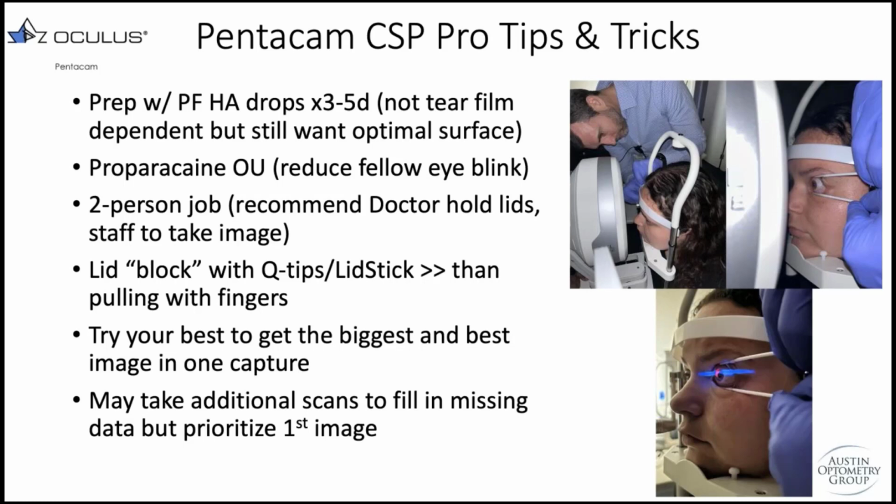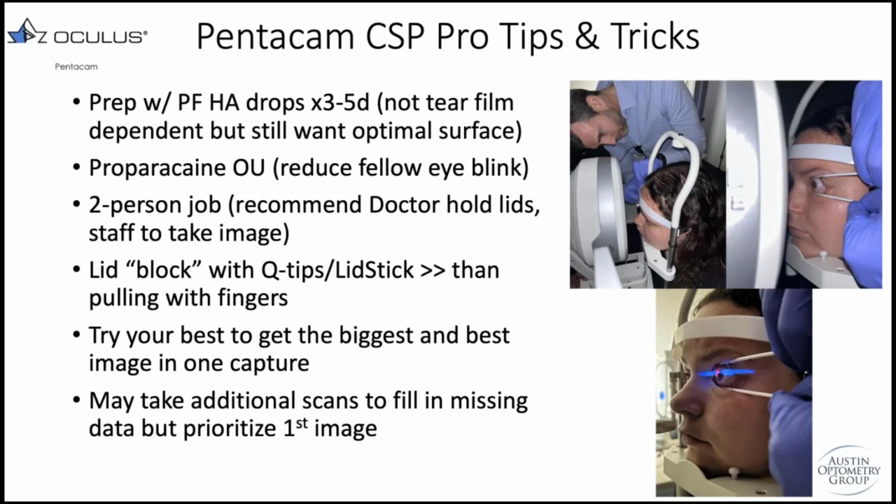So you do still want the best ocular surface possible, but the advantage with the CSP Pro is essentially more, quote unquote, real data, because it's not as dependent on the tear film. If the scan can get through that tissue, it's going to give you really good information. So there are advantages to using that instrument.